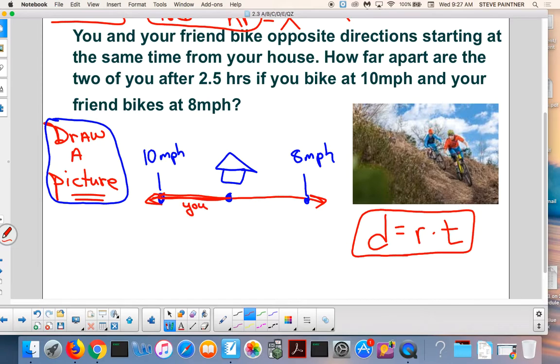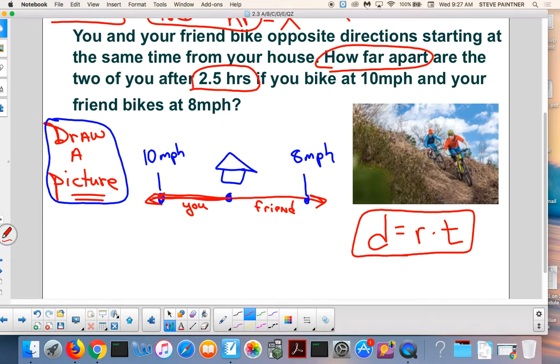10 miles per hour. Your friend is going 8 miles per hour. Okay, so you drew that, right, guys? Now, this is perfect. Now keep reading. How far apart? That's the question. How far apart are the two of you after 2.5 hours if you bike at 10 and your friend bikes at 8?